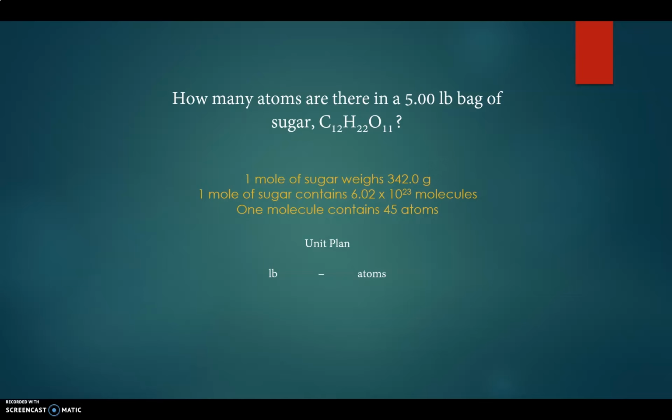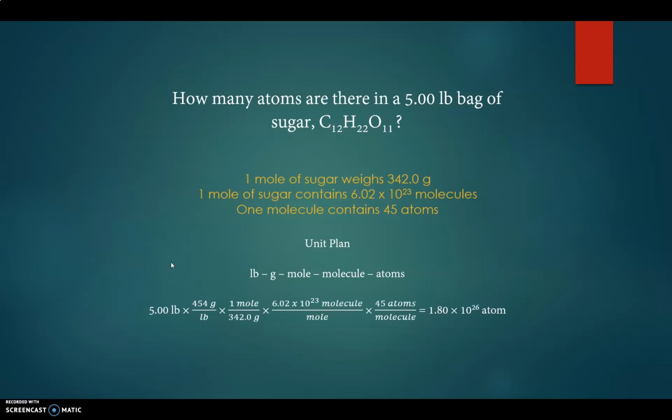Well, of course, compounds are not measured in pounds, they're measured in grams. So the first thing we'll want to do is change the pounds to grams, because grams is the mass we commonly use in chemistry. Once we have the grams, we'll be able to relate grams to moles. And once we have moles, we can relate the moles of sugar to molecules. And of course, we can then relate molecules to atoms because we know how many atoms are in each molecule. So this is the unit plan we want to use for our problem.